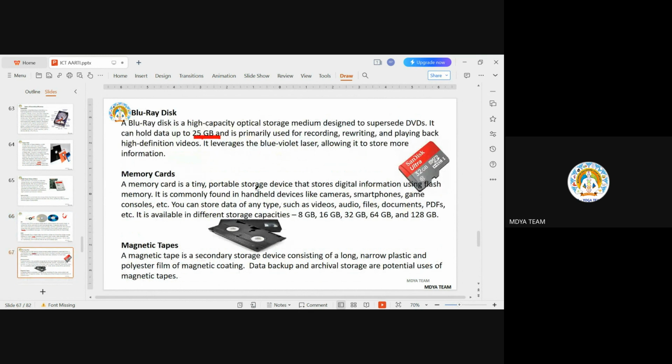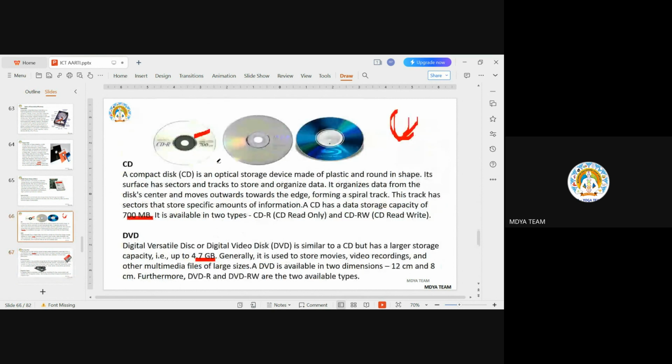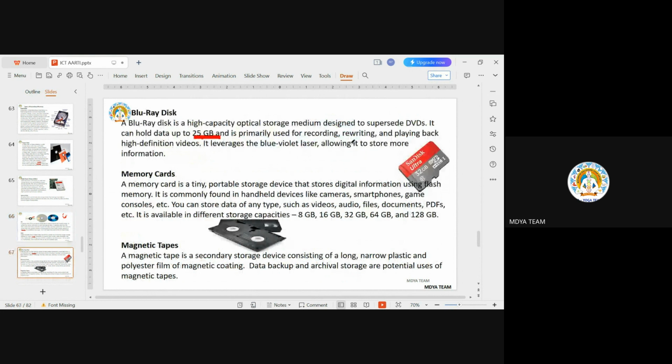It is primarily used for recording and rewriting. In DVDs and CDs, we can't rewrite. We can read and write, but we can't rewrite. But in a Blu-ray disc, we can rewrite and play back high definition videos. It leverages the blue violet ray.